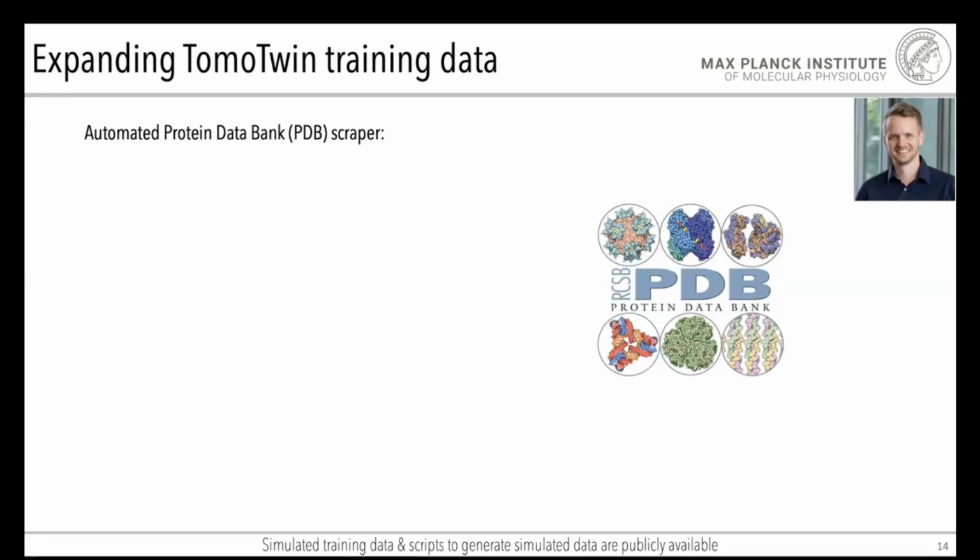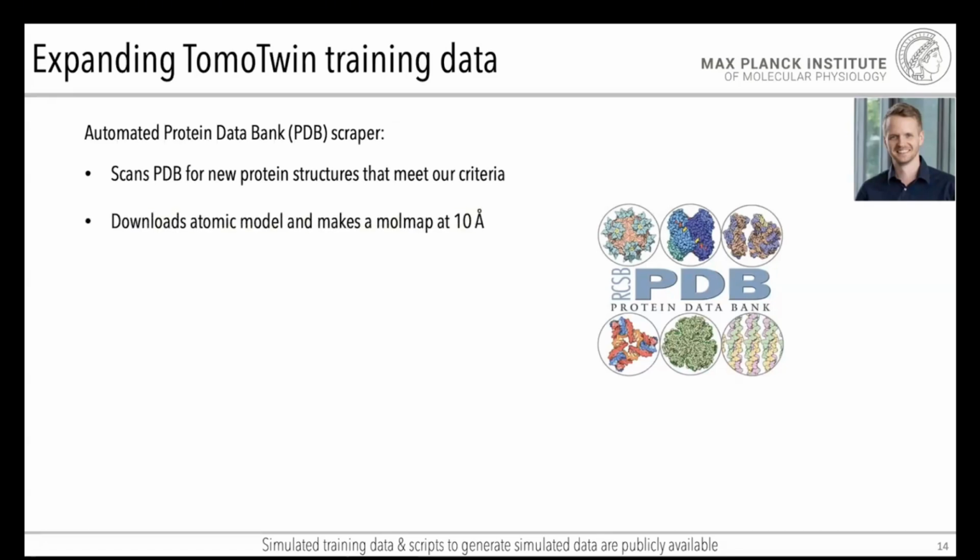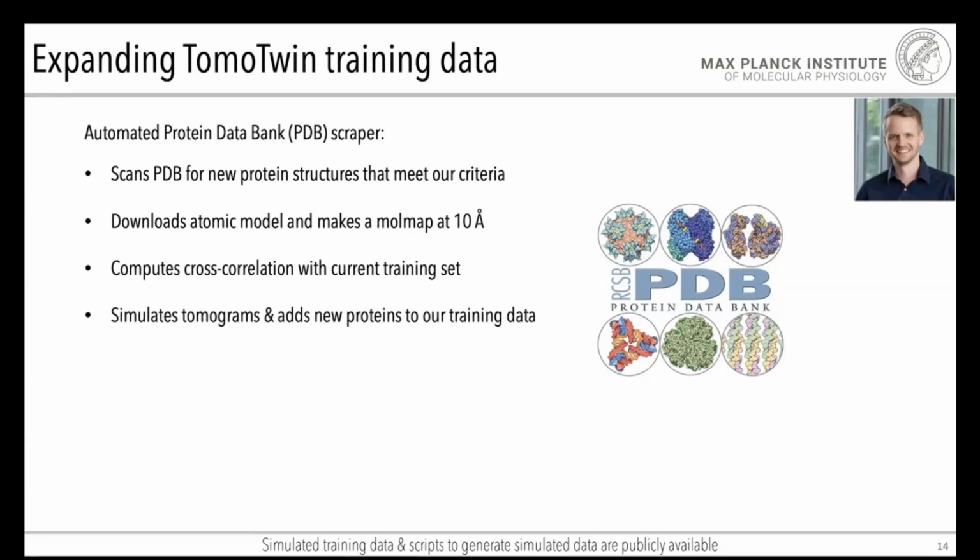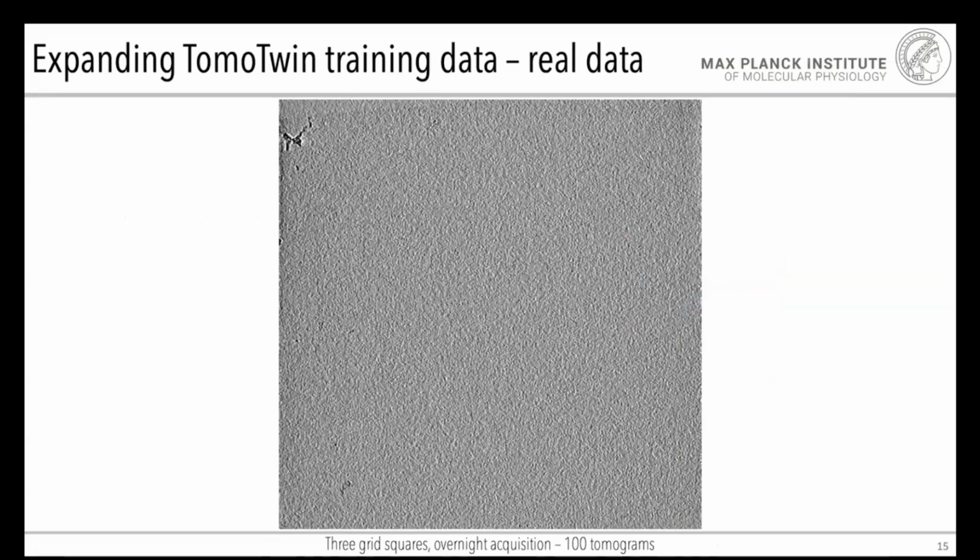So he made an automatic scraper for the Protein Data Bank that goes through the PDB, scans for new protein structures that meet a certain criteria that we set, for example, the size of the protein, downloads their atomic models and makes a mole map at 10 angstroms. Then it computes the cross correlation between that structure and all the structures in our training set. And if that's below a threshold that we set, it simulates tomograms and adds this protein to our training set. So we started with the general model that's currently available, which had 100 proteins simulated in it. Now we have 280.